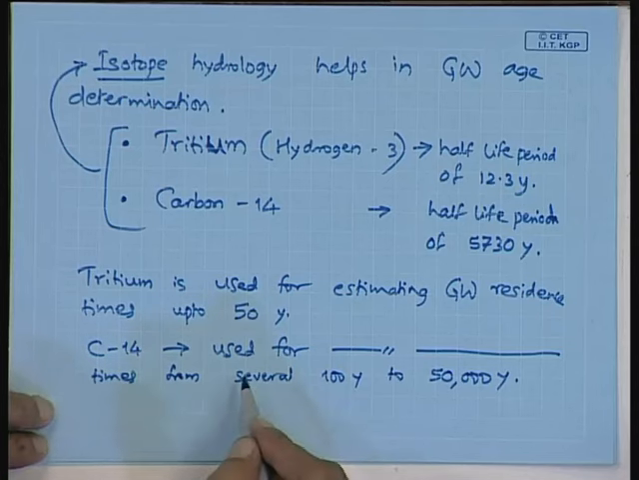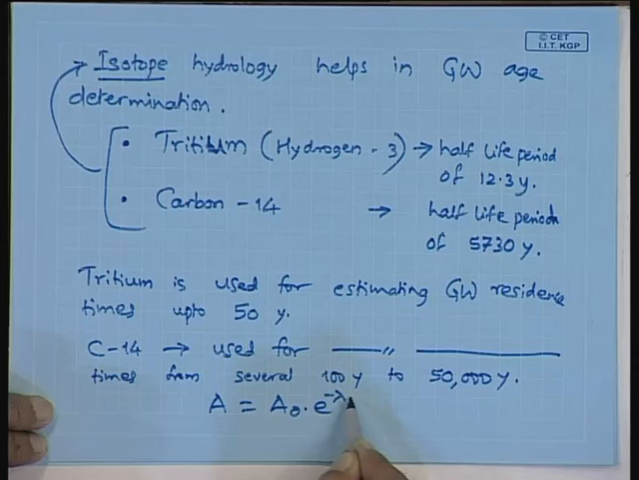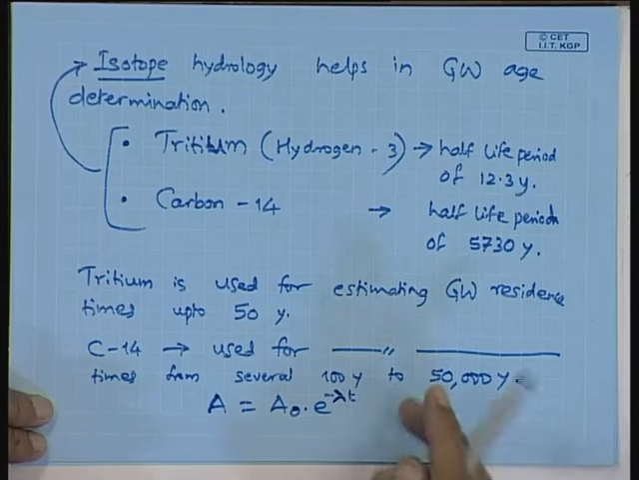And here we should also remember the equation, which is A is equal to A 0 into e to the power minus lambda t, where A is the radioactivity at time t, the observed radioactivity, and A 0 is the radioactivity when the water enters the aquifer, and lambda is the decay constant, and t is the time, and generally the time is measured in years.